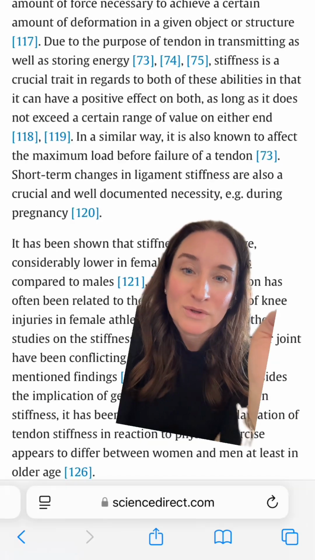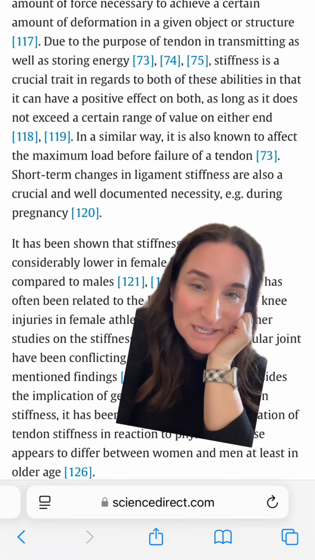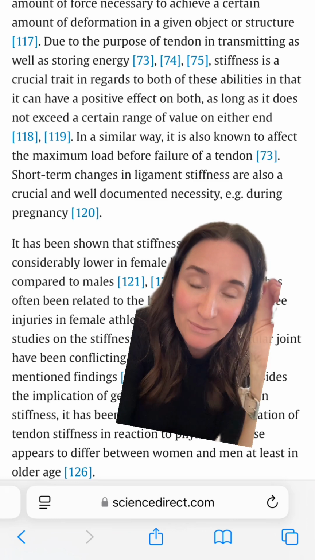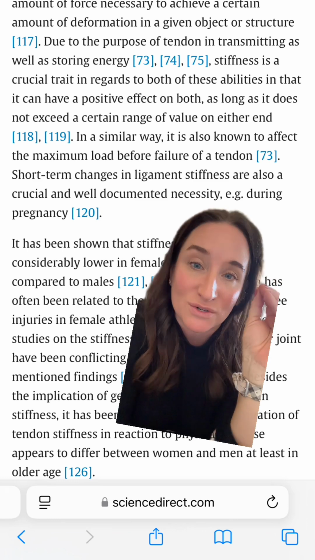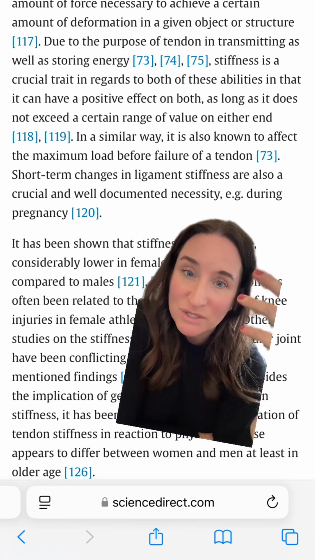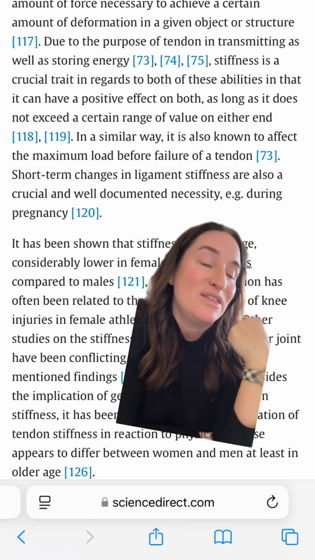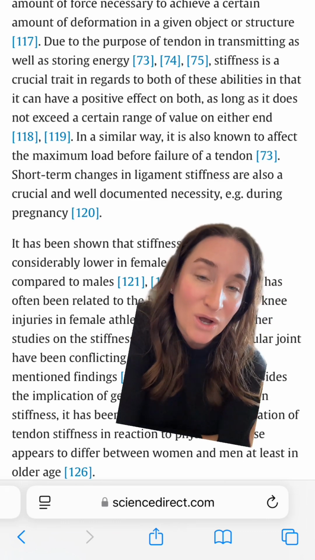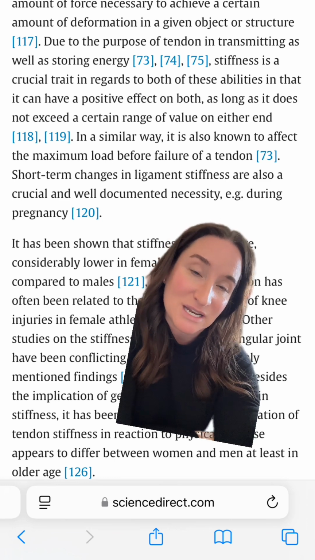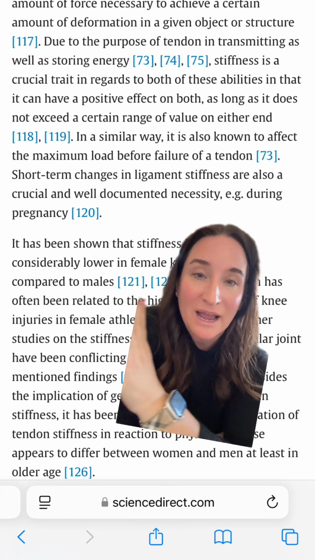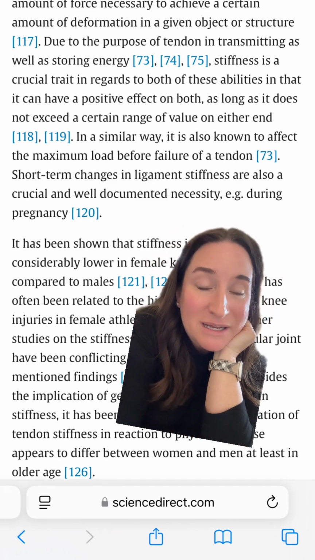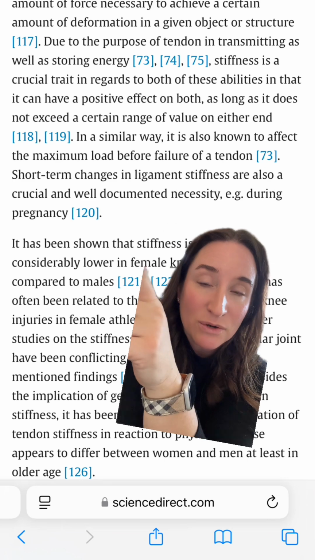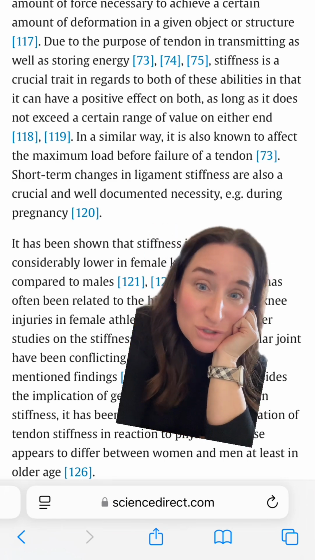But we know at least a few things. Tendons are a type of connective tissue, and it is like a spring. So it has to have a certain amount of tension and a certain amount of stiffness, and both of these need to be quite right so it can be as functional as possible. When the load is too great and it can't withstand it, it goes to failure and then it breaks down. And if estrogen is causing the tendon to be either too stiff if the estrogen is too low, or too loose if it's too high, there are different types of injuries that can happen because of the failure of the tendon. Short-term changes in ligament stiffness are also crucial and well documented during pregnancy, right?